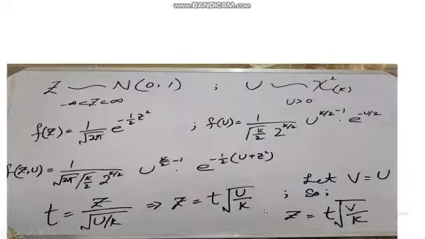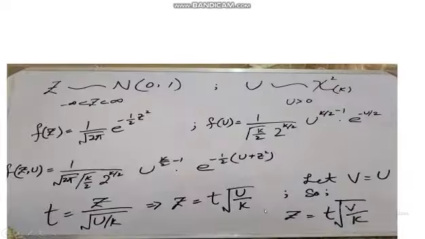Now for the derivation, as given in the statement, Z has the standard normal distribution over the interval minus infinity to infinity with this density, and U follows the chi-square distribution with k degrees of freedom. Since both are independently distributed, it is easy to find the joint density by simply taking the product of the two. We have this joint density. Now the purpose is to find the distribution of T, which is the ratio Z over square root of U over K.